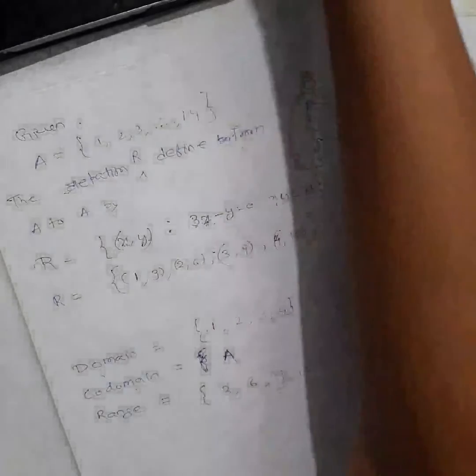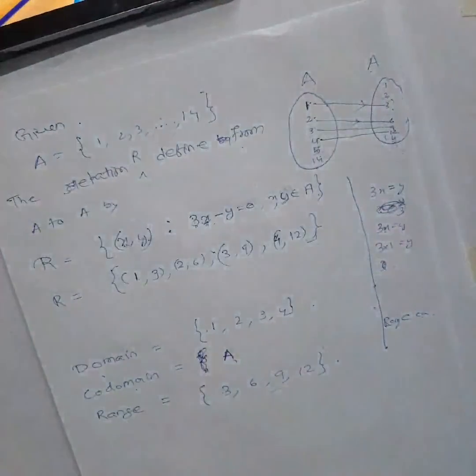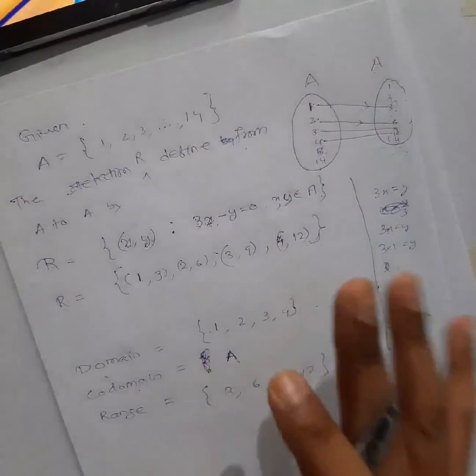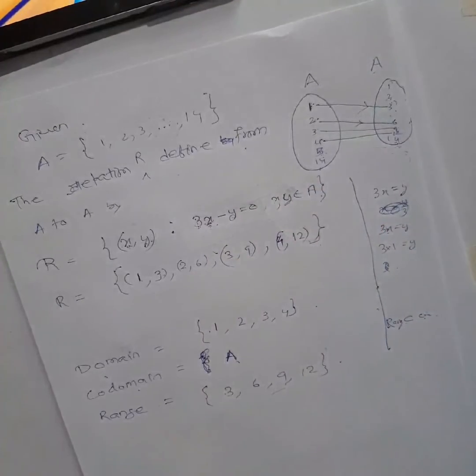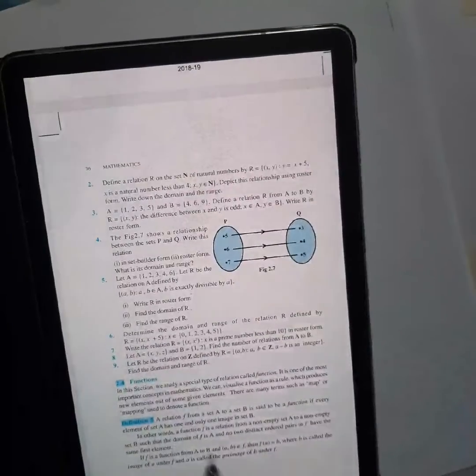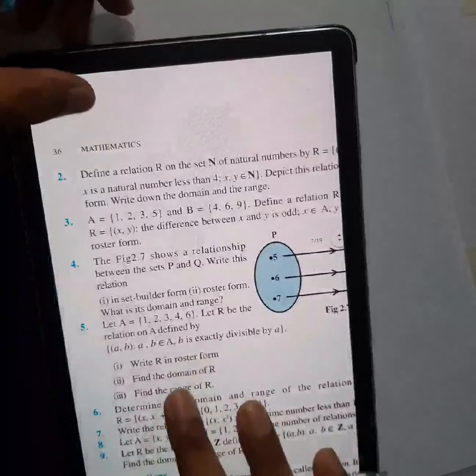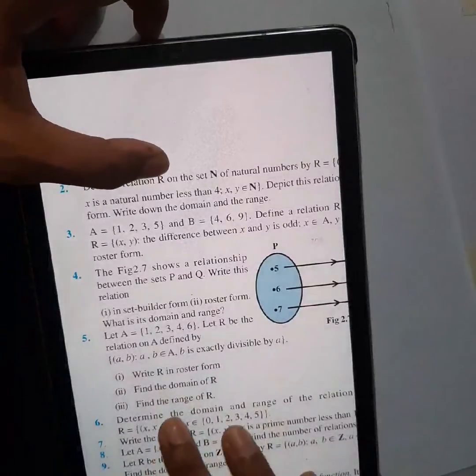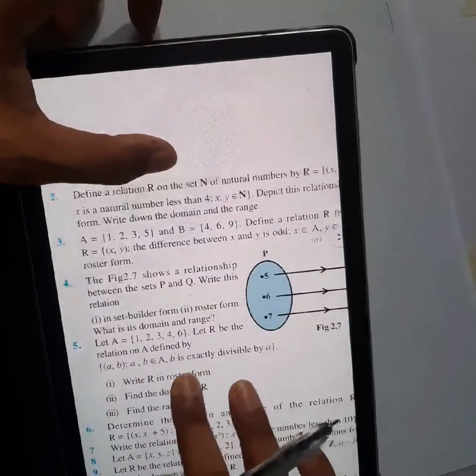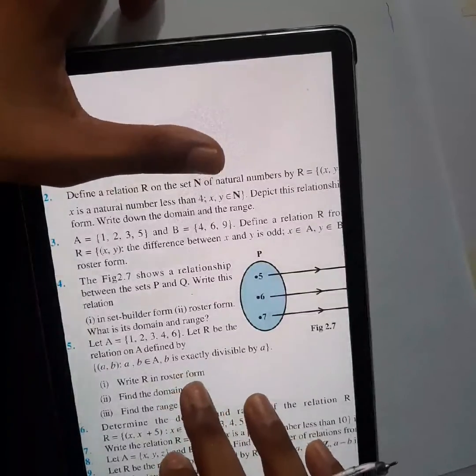So I don't think it was tough, right? So if you have understood the topic well, you will find the exercise very easy. Now see question number 2. What they have said: define a relation R. So this time also they are defining a relation, on the set of natural numbers.